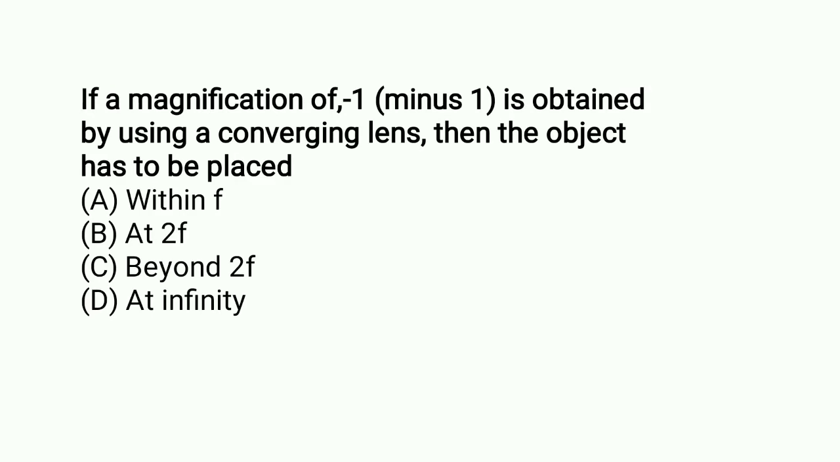If a magnification of -1 is obtained by using a converging lens, that is a convex lens, where should the object be placed? -1 means the image is of the same size as the object. So when the convex lens produces an image of the same size, the object has been kept at 2F. So here option B, at 2F, is the correct answer.